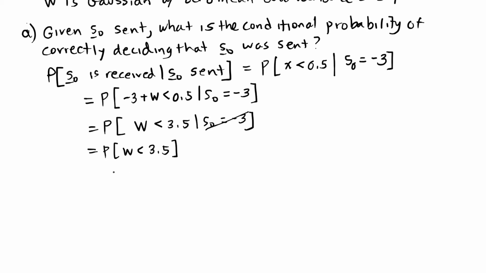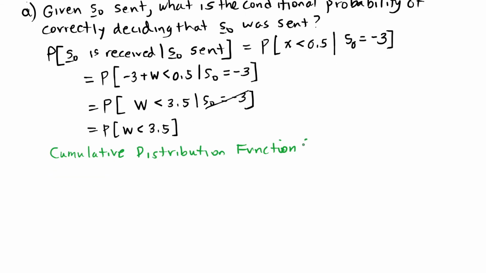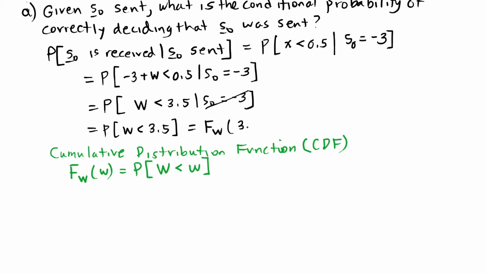The way that we describe random variables is with their cumulative distribution function. So the CDF, it's written like this: F capital W in subscript, lowercase w in the parentheses, is equal to the probability that that random variable is less than some value little w. In this case, we're talking about FW of 3.5. Another thing to know about the CDF is that the CDF is an integral from -infinity to the value that we have here, this lowercase w, of the PDF, the probability density function.